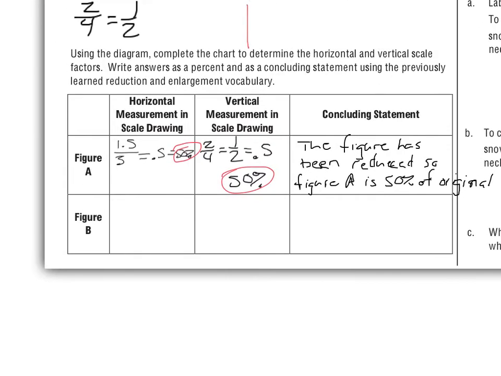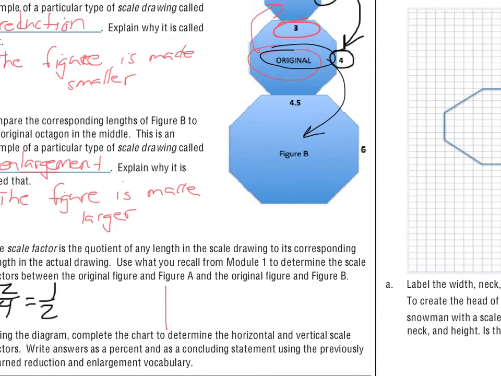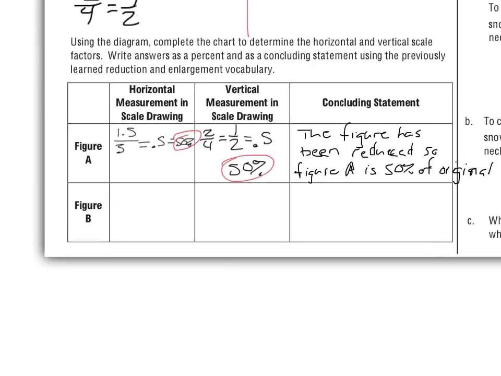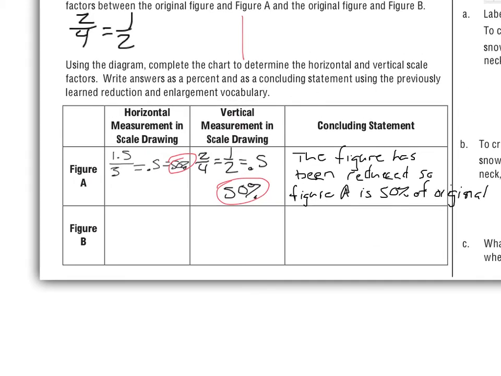Now, in the second one, again, remember it always goes from the scale to the original. So in looking at this one, as we start to write this one, we have 6 to 4. So the original is 4. So the scale drawing is 6 to 4. So as we write that down, for our vertical, 6 to 4, that simplifies to 3 to 2, which is 1.5, or if we change that to a percent, 150%.